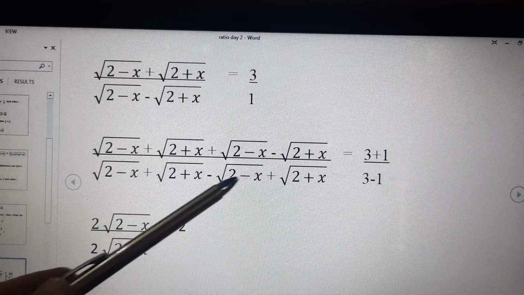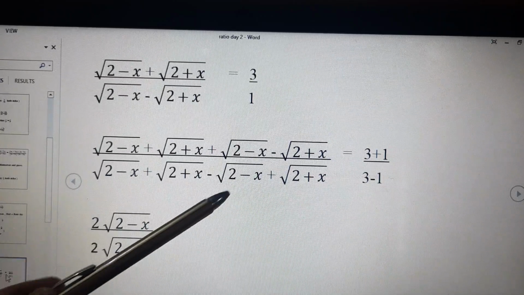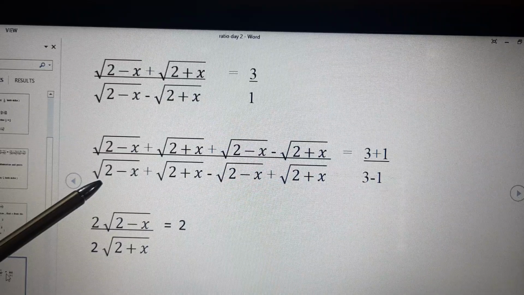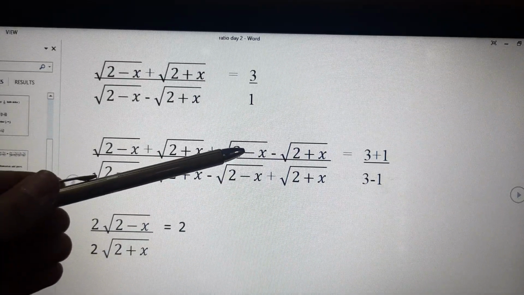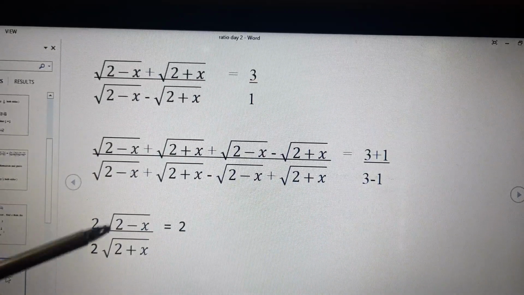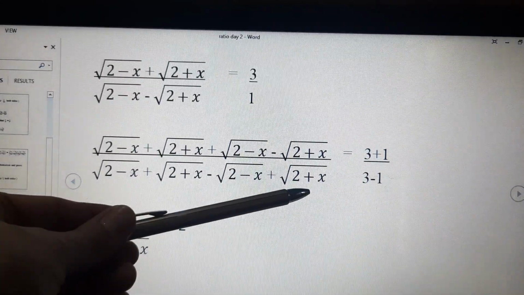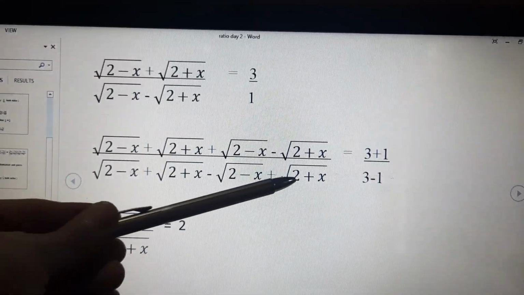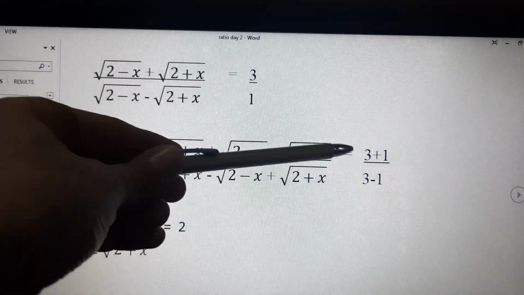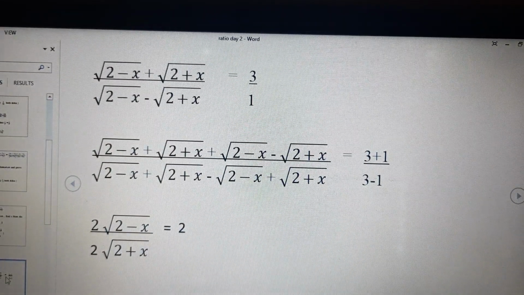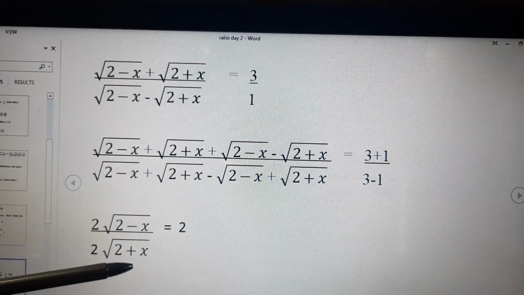Likewise, root (2 minus x) is negative and root (2 minus x) is positive, so root (2 minus x) will be cancelled. We will be left with root (2 minus x) plus root (2 minus x), two times, so it is 2 root (2 minus x). Likewise, root (2 plus x) plus root (2 plus x) will be added and become 2 root (2 plus x). And this becomes 4 upon 2, that means 2. These 2s will be cancelled and then we will have a single root over here.